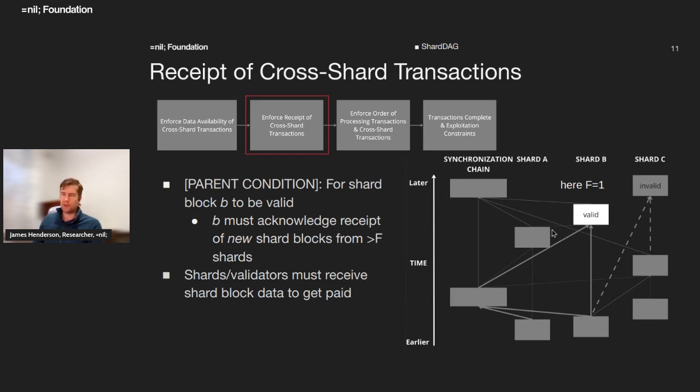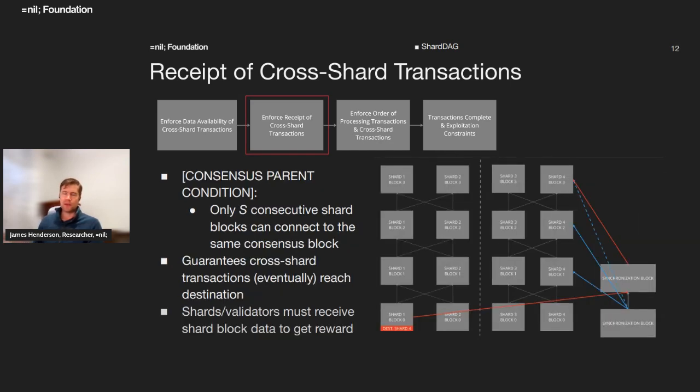And of course, if you're a validator and you want to get paid, you want to produce a valid block, so you make sure your blocks link to these other new blocks, and you have to receive that information, the cross-shard transaction information.